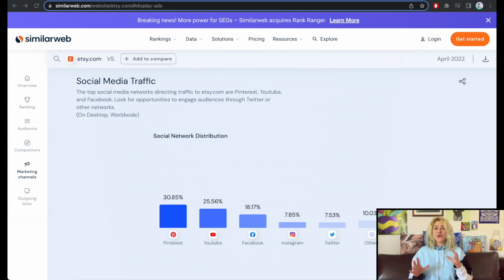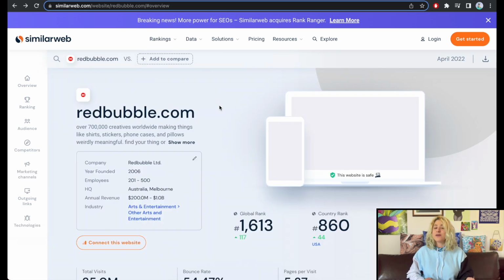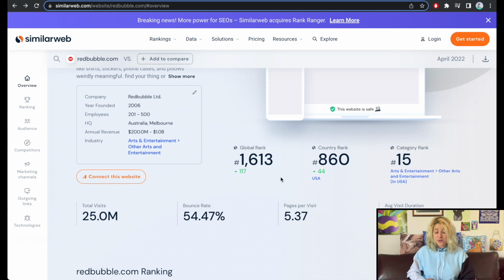Obviously, I'm going to make it shorter because there's no need to explain, and I actually organized it by the view number. So at second place, we have RedBubble with 25 million views. Now, their global ranking is 1,613, not even close to Etsy's number 71, but in the United States, under art and entertainment, they are number 15. And of course, they're ranking mostly in the USA, which is kind of weird since, you know, they're Australian. Did anybody here not know that RedBubble is Australian?